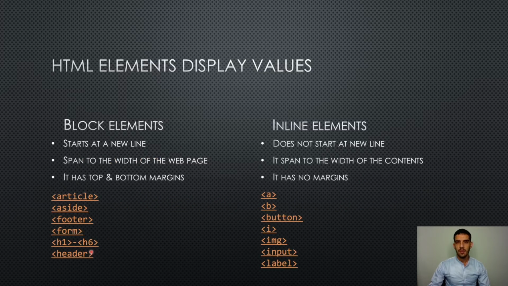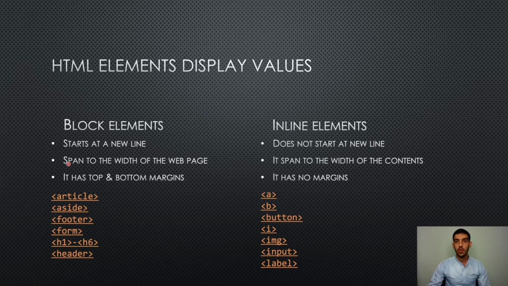When talking about HTML elements, we need to consider that the element may represent the content on a new line or on the same line with other contents. So that's what we mean by the display value, and we can classify them into block elements and inline elements. From the name, block elements start on a new line, while an inline element does not start on a new line. It just continues on the same line with the previous element.